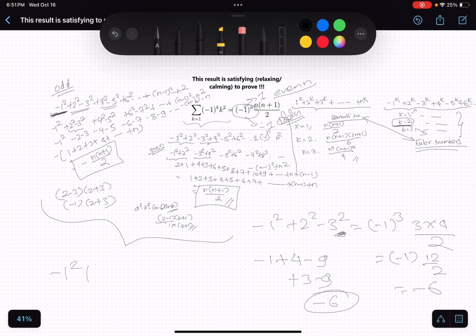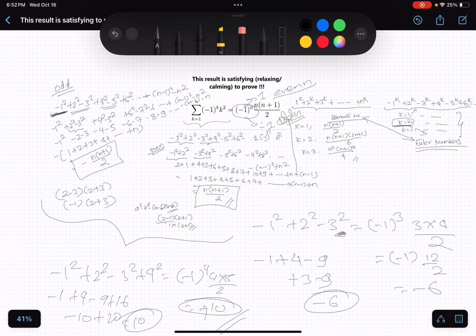Minus 1 square plus 2 square minus 3 square plus 4 square. Minus 1 to the power 4 times 4 into 5 by 2, which is plus 10. Over here it's minus 1 plus 4 minus 9 plus 16, minus 10 plus 20, which is 10. Oh wait, yeah, sorry, this is plus. This worked, so you can see that this formula works, and this is a really nice formula.